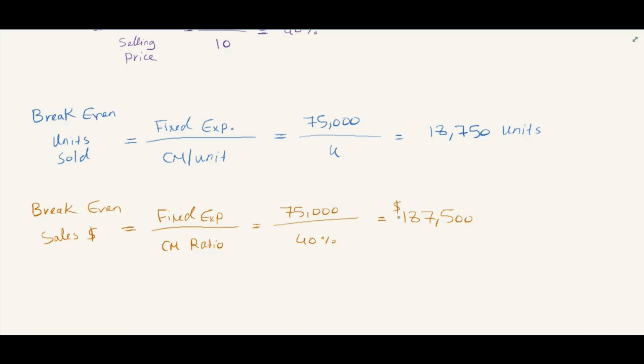Another method to do the break even in terms of sales dollars is to take the break even in units and multiply it by the selling price. We know that the selling price is $10, so 18,750 multiplied by 10 will give us the same result. So you have two methods to do the break even in terms of sales dollars.